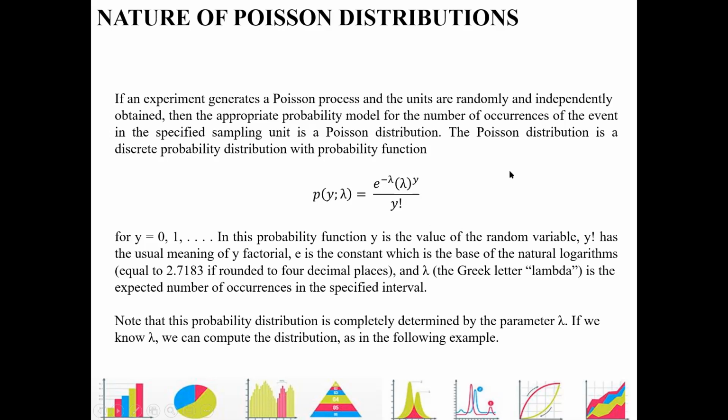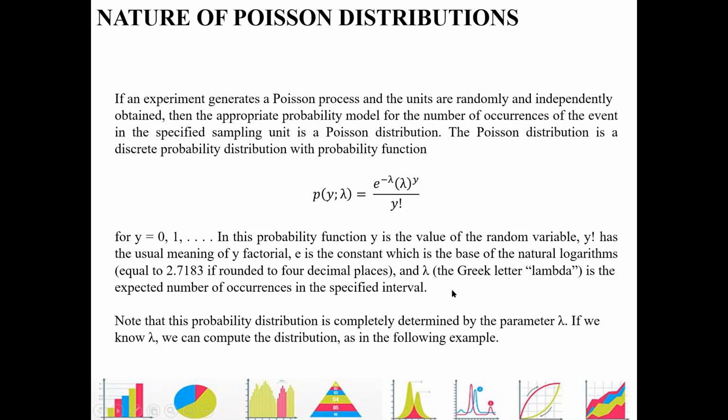over y factorial. So for y equals 0, 1, and so on, in this probability function, y is the value of the random variable. Y factorial has the usual meaning of y factorial. E is the base of the natural logarithm, equal to 2.7183. And lambda, the Greek letter lambda, is the number of expected occurrences in a specified interval.